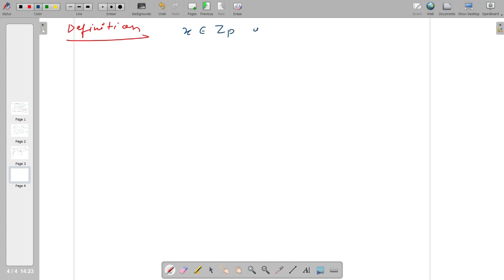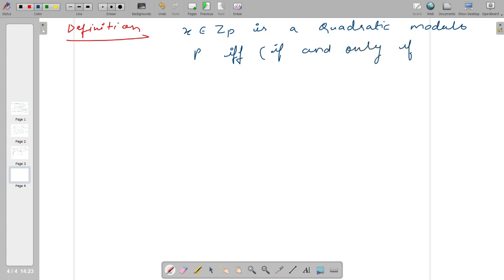x is a quadratic residue modulo p if and only if, and if and only if means it is a necessary and sufficient condition both, y square is congruent to x mod p has a solution. It means y belongs to Zp.